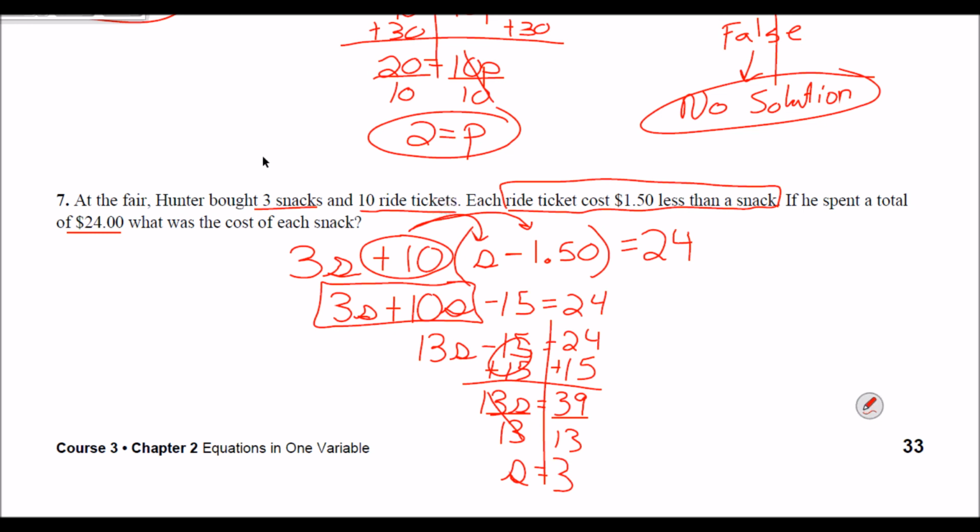And then I'm going to go back up to the problem and reread it and make sure that we answered the correct question. So the last sentence says, if he spent a total of $24, what was the cost of each snack? So this is $3 per snack. All right, and that will finish up our notes here on lesson 2.5.